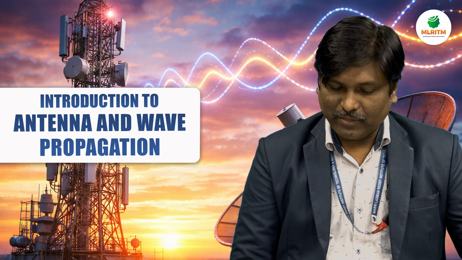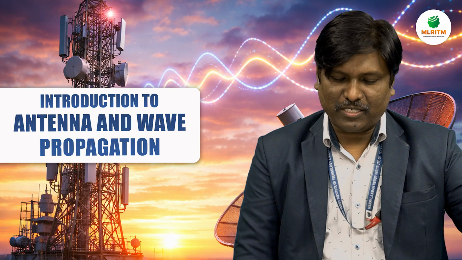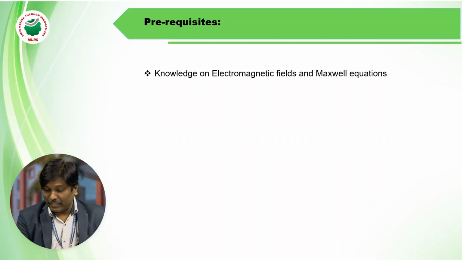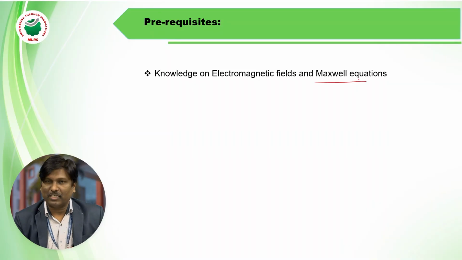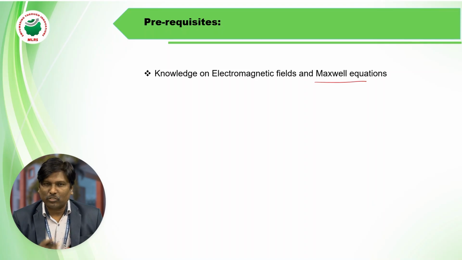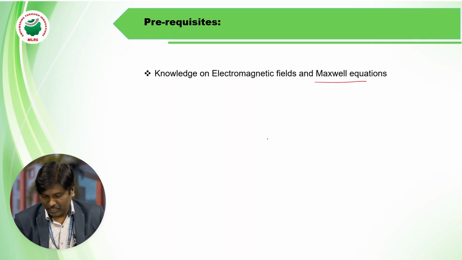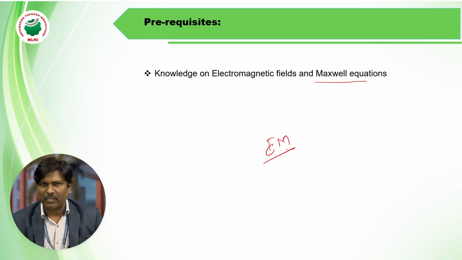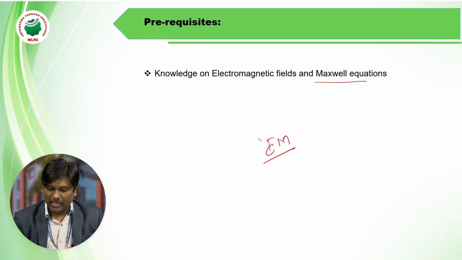So the prerequisite for this antennas and wave propagation subject is electromagnetic fields and Maxwell's equations. It is very familiar as EMTL, electromagnetic theory and transmission lines. The first thing regarding this EMTL is the EM wave, electromagnetic wave. This consists of the electric field and magnetic field.